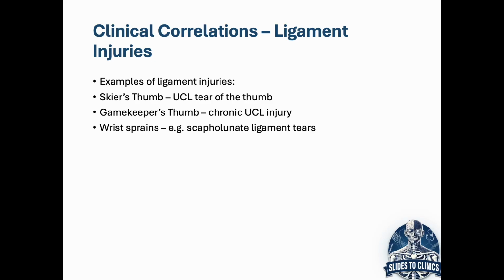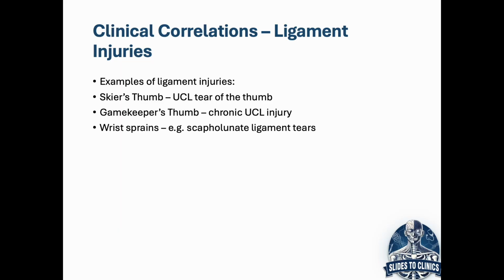The next injury looks a little bit similar to the skier's thumb because it's basically the same ligament. However, the difference is the mechanism of injury. While the skier's thumb is more of an acute or traumatic injury, the gamekeeper's thumb is a chronic overuse injury.